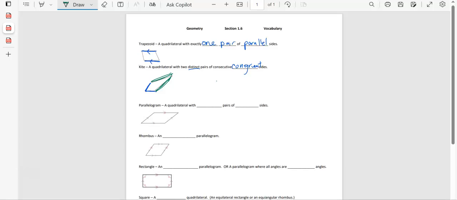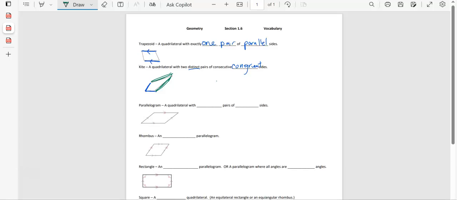Remember how we talked about a definition classifies and differentiates. So if we don't have the word distinct here, if we say a quadrilateral with two pairs of consecutive congruent sides, can you guess what quadrilaterals also fit that bill? The answer is going to be below: rhombus and square. Now the interesting thing is, because a rhombus and a square also have two sets of consecutive congruent sides, they actually have some properties in common with kites, which we will talk about later.